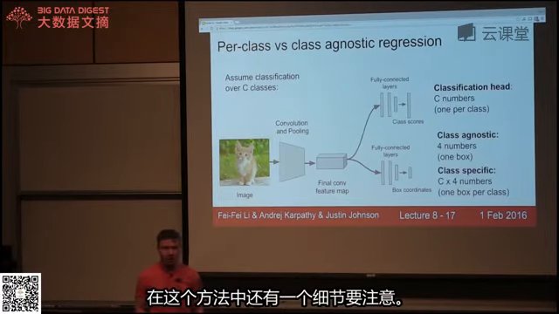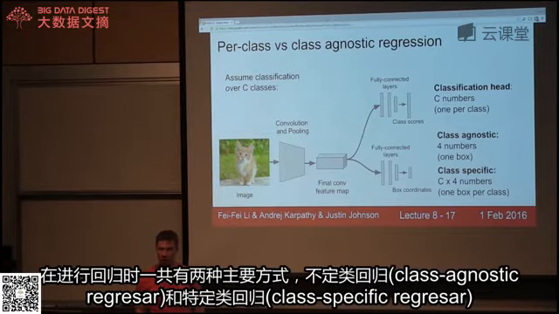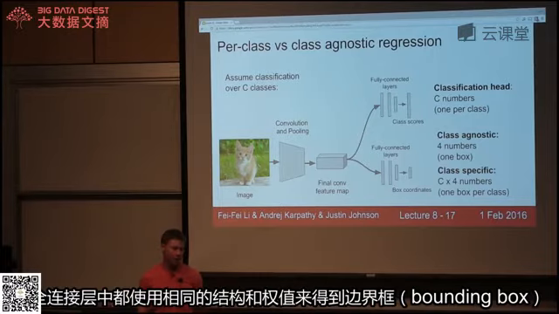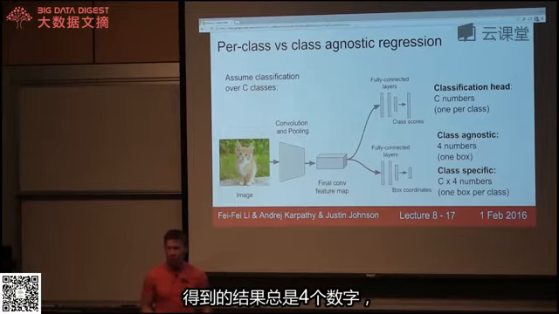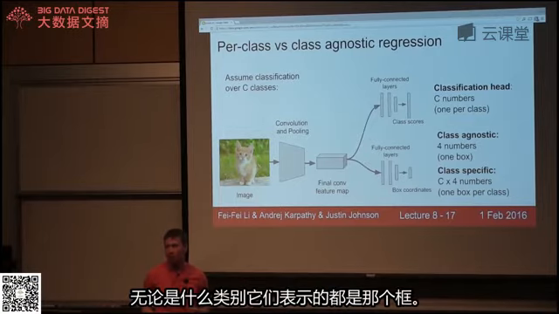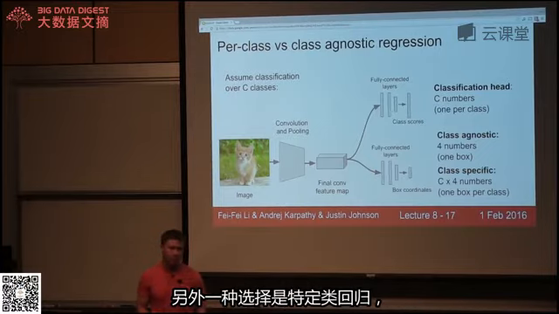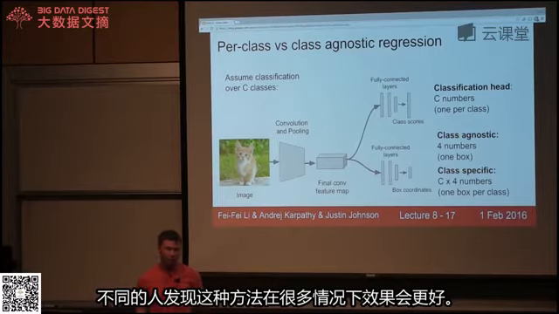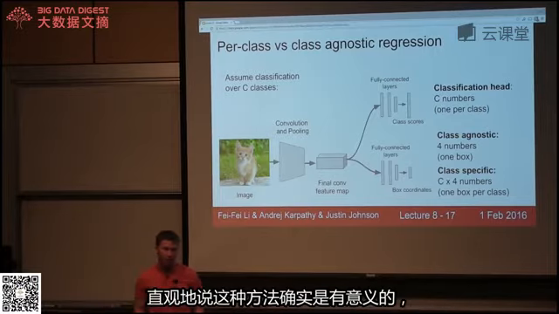One slight detail with this approach: there are two main ways that people do this regression task. You could imagine a class-agnostic regressor or a class-specific regressor. No matter what class, I'm going to use the same architecture, the same weights in those fully connected layers to produce my bounding box. So you're always outputting 4 numbers, which are just the box no matter the class. An alternative you'll see sometimes is class-specific regression, where you output C times 4 numbers, like one bounding box per class. Different people have found that these work better in different cases.